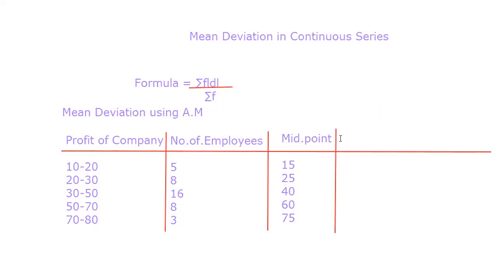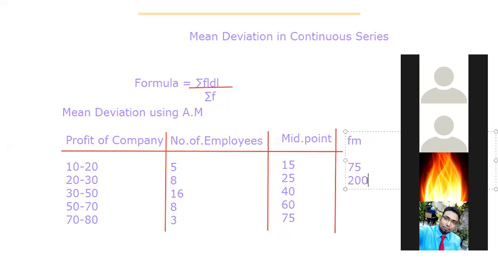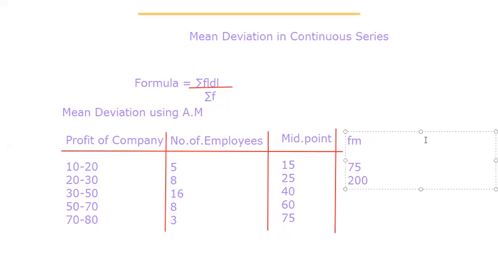So this is our f and that is f into m. So 75. Next, 8 into 25, that is 200. Next, 16 into 40, that is 640. Next, 8 into 60, 8 sixes are 48, so 480. Then 75 into 3, that is 225. So this is our fm.